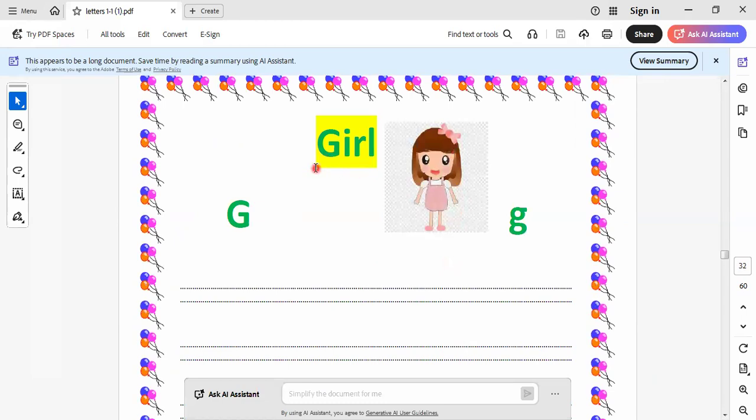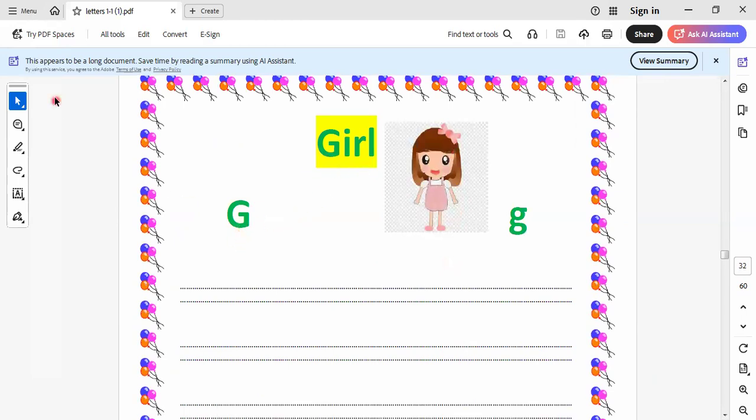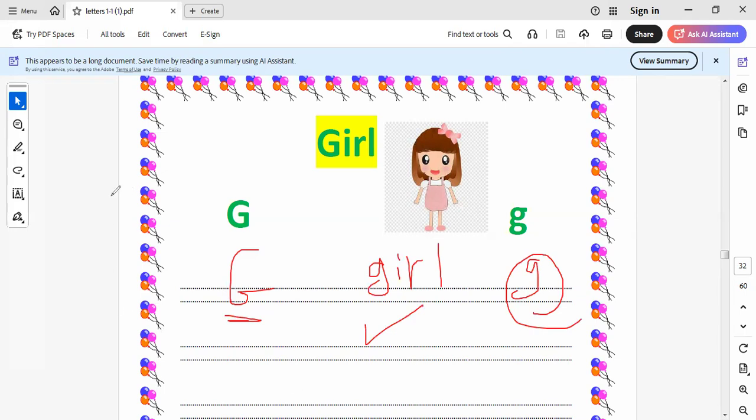Here is girl. You can say girl. Here's letter G. So here we learn a new letter, which is letter G. So now in this video, we learn letter F and we learn letter G. G for what? G for girl. Girl is written like this. You can have a paper and pencil and write it like me. Okay, here is G and G, and here is the word girl. So now in this video, we learn two new words, fish and girl.